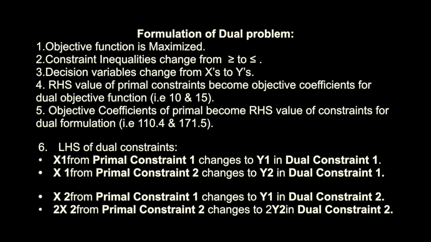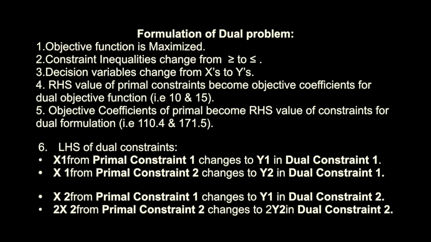To solve the dual solution, objective functions and constraints are done opposite to what was done in the primal, such as changing inequalities from greater than to less than, and the z function from minimum to maximum. In addition to that, changing decision variables from x to y's, and also switching the right-hand side of the constraints of the primal to objective coefficients in the dual, and vice versa.